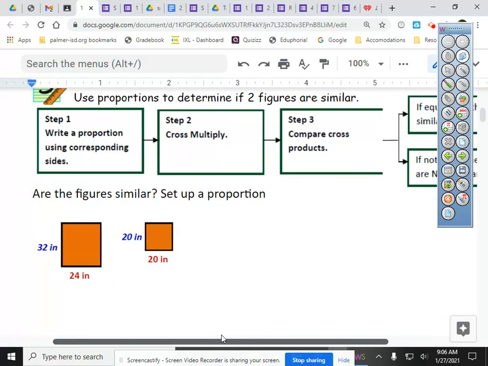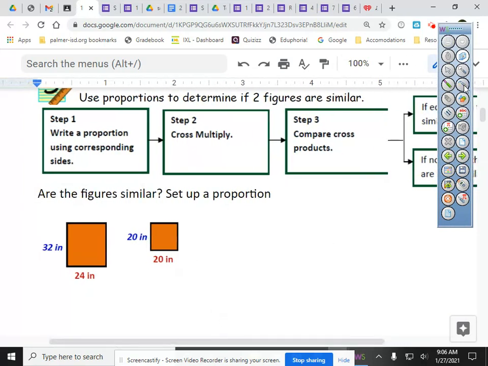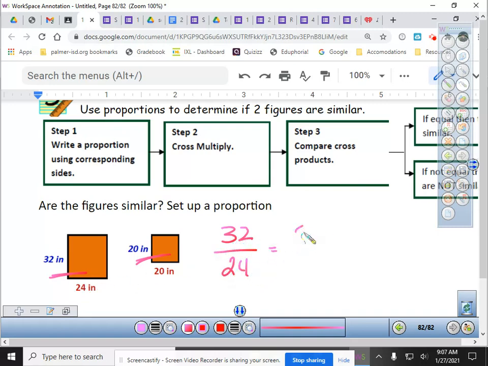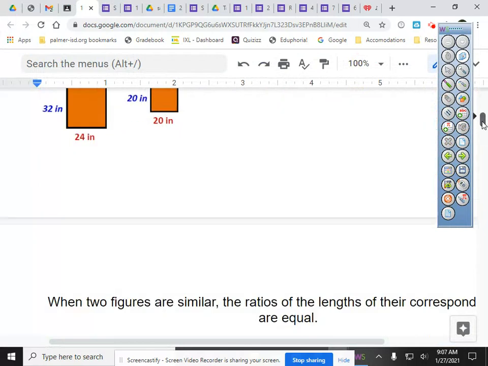We're going to go all the way to the bottom here, and try to figure out if these two things are similar. It's pretty simple. You just set up a proportion, and I like to draw my line right in here, so y'all just watch me. I'm going to put 32 over 24 equals 20 over 20. Is it equal? No. So these are not proportional. That's it. All right, turn the page.